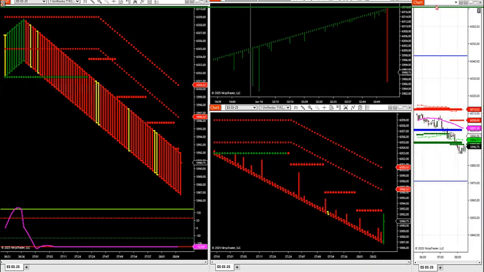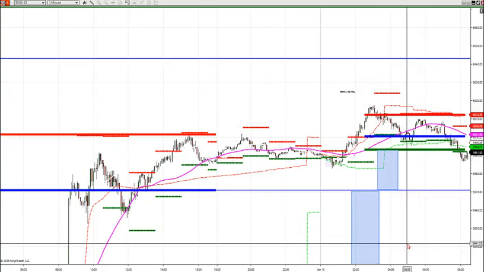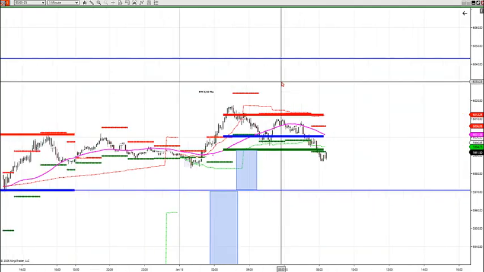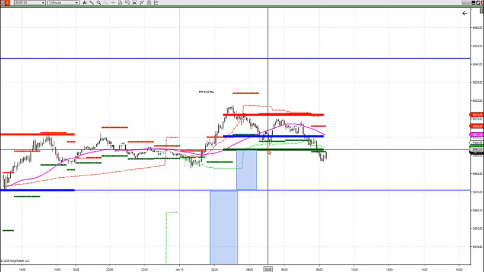Okay, let's take a look at gap fills real quick. So what we want to do is we have our market profile levels. We have our daily market profile levels. We have our high value, which is the red, the control point, which is blue, and green is the low value area.